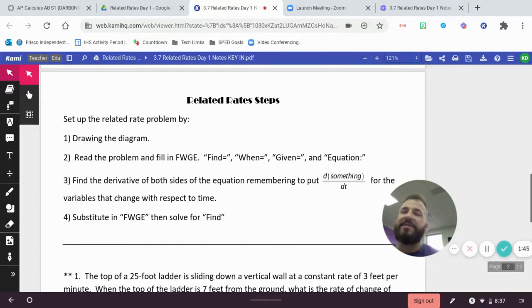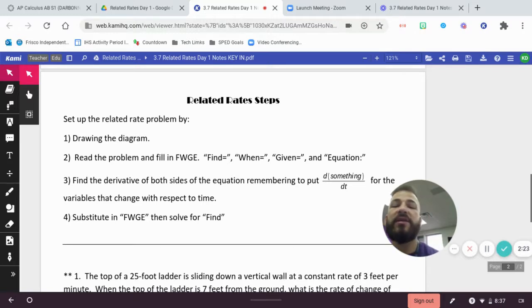The second step is my favorite step, and hopefully the step that you never forget, and that is to fill in Fwiggy, or as me and Miss Reichert say, to get Fwiggy with it. Fwiggy stands for find, when, given, and equation. I'll talk a little bit more about that when we get to an actual problem. Then our third step is to find the derivative of our equation using that related rates method that we just did up above. And for step 4, we substitute all the stuff we got with Fwiggy and solve for what we're trying to find, what we have in our find step.